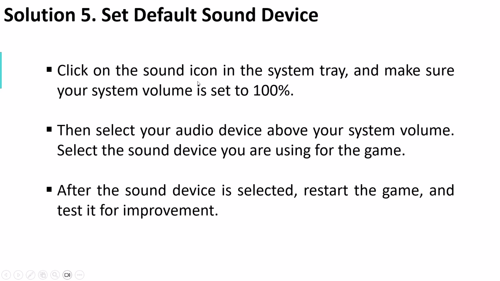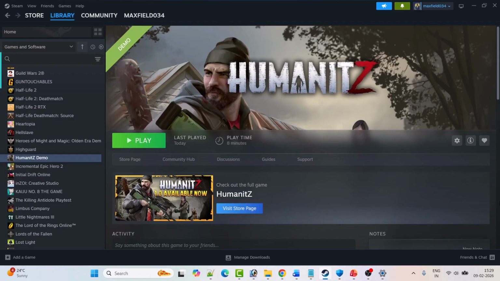Solution 5 is to set default sound device. So click on the sound icon in the system tray and make sure your system volume is set to 100%. Then select your audio device above your system volume. Select the sound device you're using for the game. After the sound device is selected, restart the game and then check. So I hope by following these fixes, you can easily solve sound or audio issues in HumanitZ game.